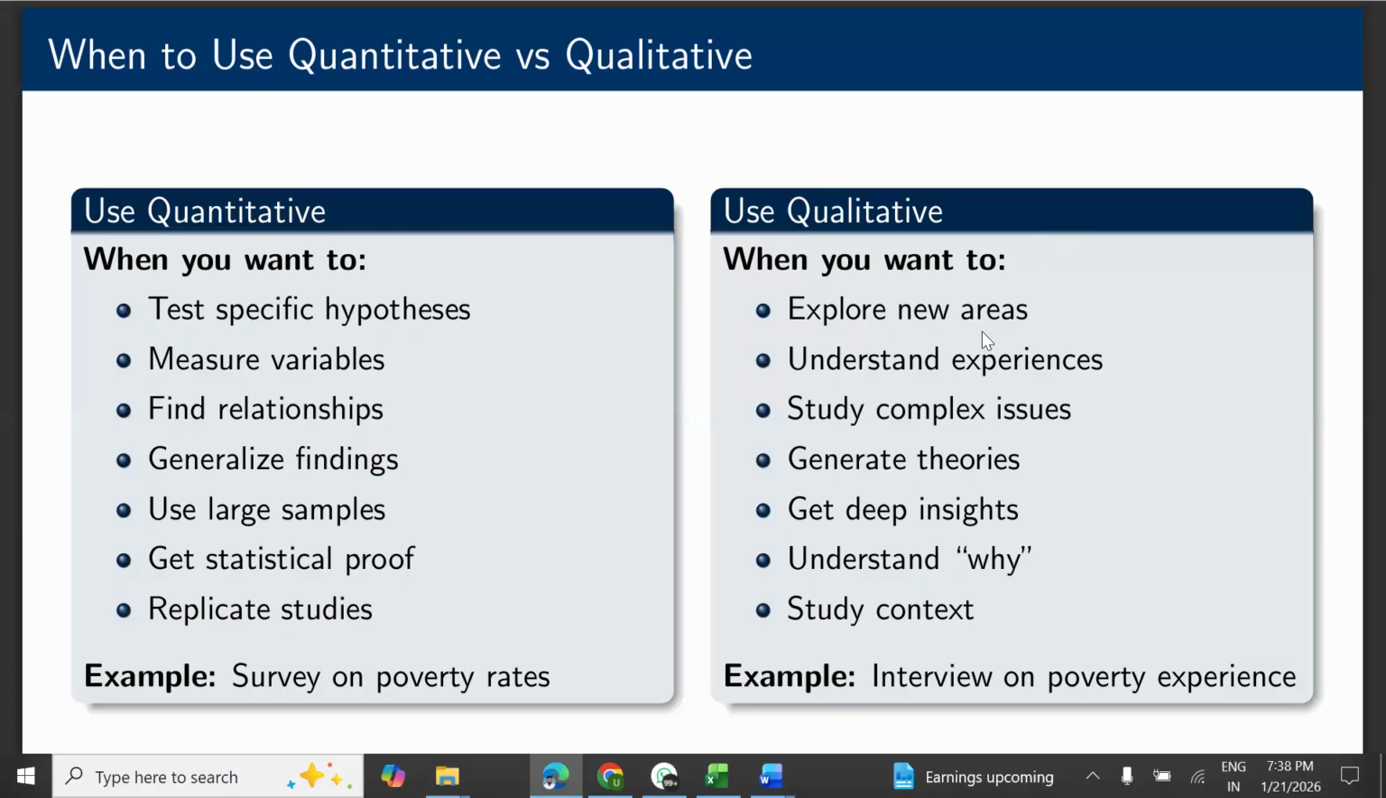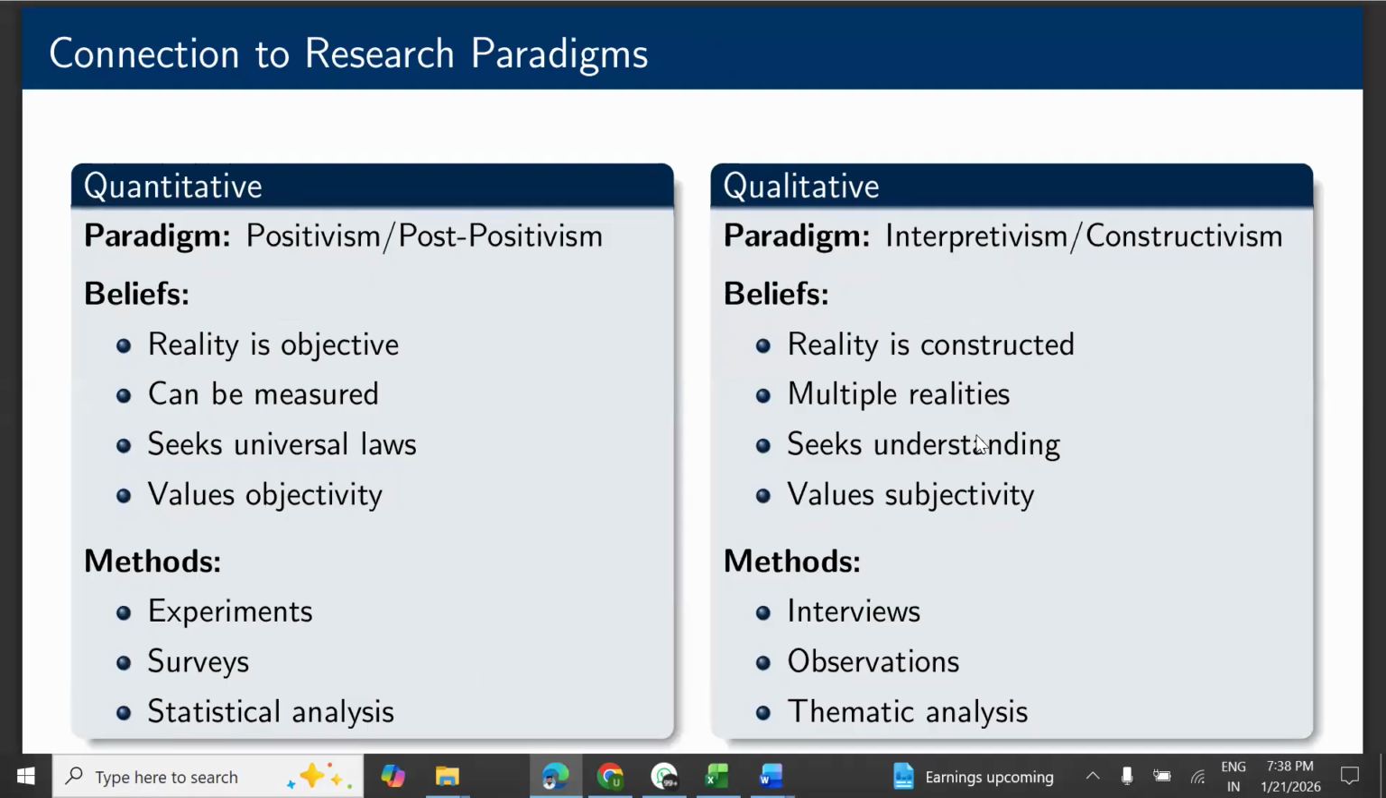when you are trying to explore new areas, to understand experiences, to study complex issues, to generate theories, to get deep insights, to understand why, and to study the context. Suppose, for example, an interview on the poverty experience. So, it is very clear when we will be using quantitative research and when we will be using qualitative research.